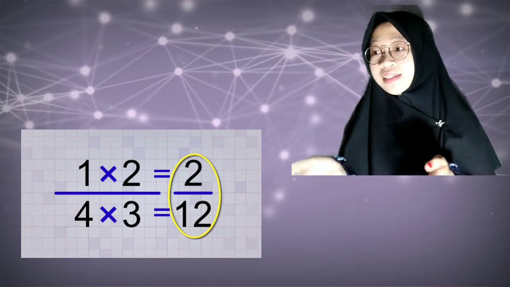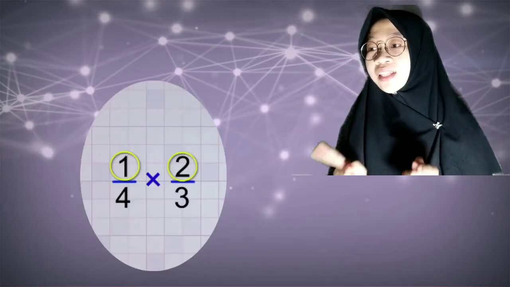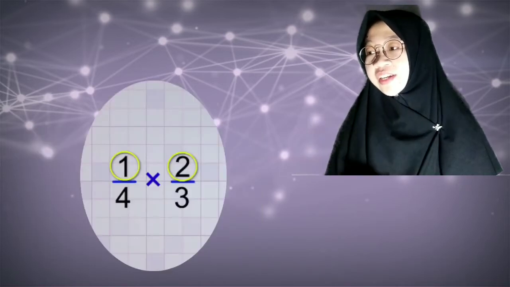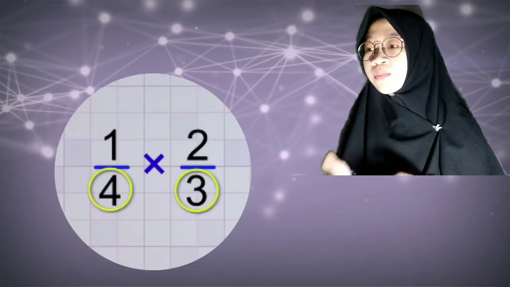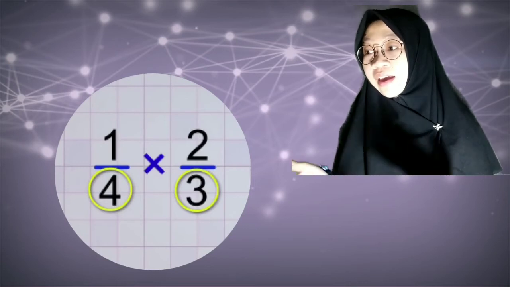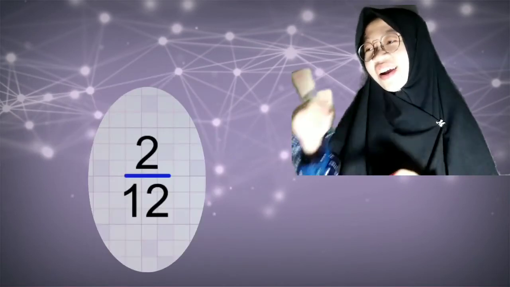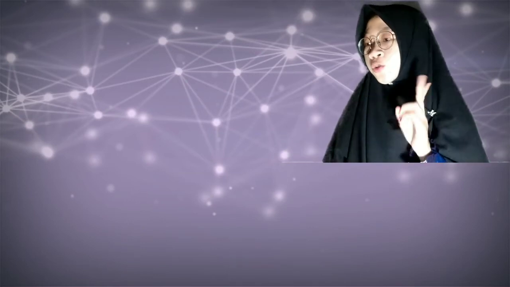So, what does this all mean? Well, it means that to multiply fractions, all you have to do is multiply the numerators and then multiply the denominators. And ta-da! There's your answer. As always, let's see an example or two.